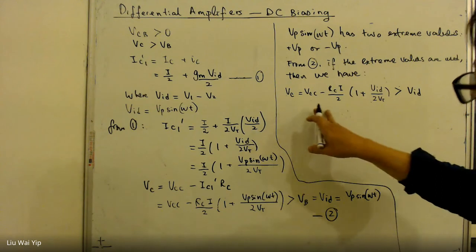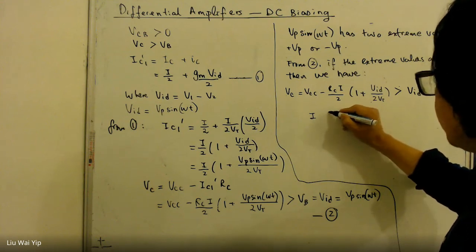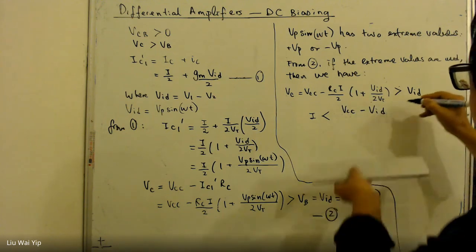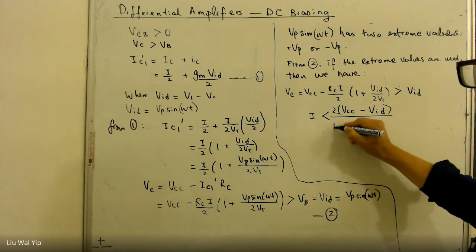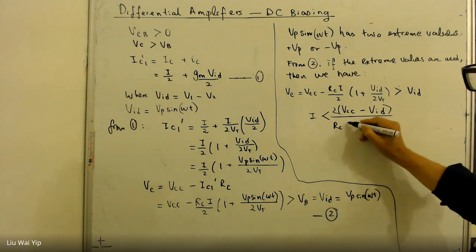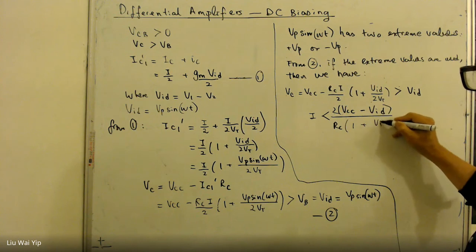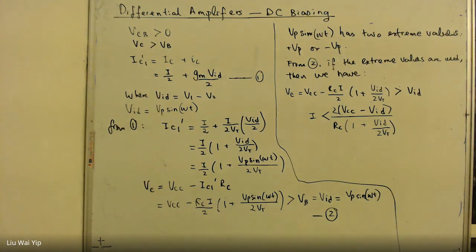So with some rearrangement, we can say I is smaller than 2 times VCC minus VID, divided by RC times 1 plus VID divided by 2VT. So this is the final formula. In order to satisfy the equation, the I has to satisfy this equation.